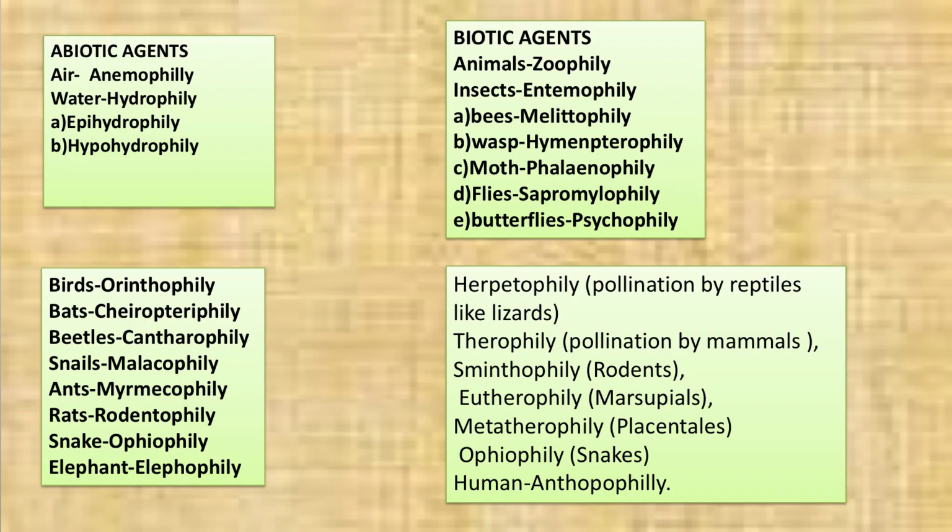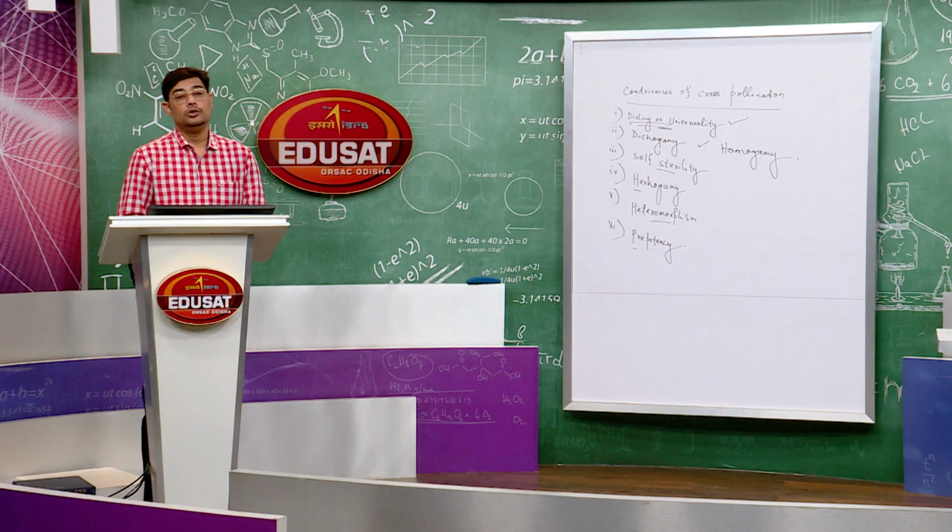Then the pollination by lizards is called herpetophily, the pollination by snakes is called ophiophily, and we human beings also do pollination knowingly and unknowingly. Knowingly, we do the breeding program. And unknowingly, when we deal with some plants, like plucking flowers and all those things, we also do pollination, and that is called anthropophily.